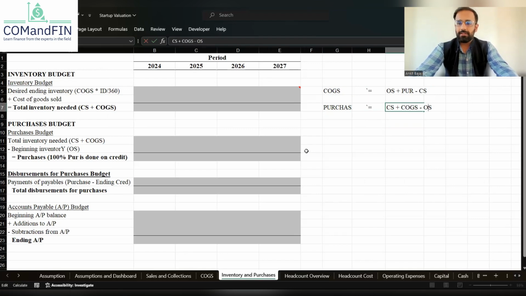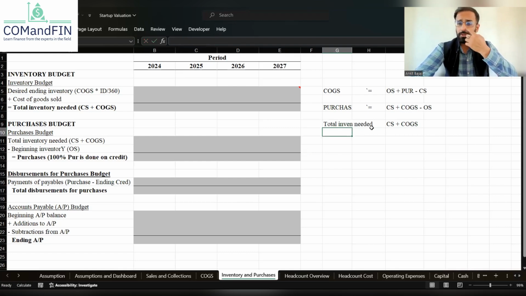Now, if I do the sum of closing stock and COGS, the total of closing stock and COGS is going to be your total inventory needed, that is, what amount of inventory you require in the business. So once you do the total of closing stock and COGS, you will be able to find out the amount of total inventory needed.